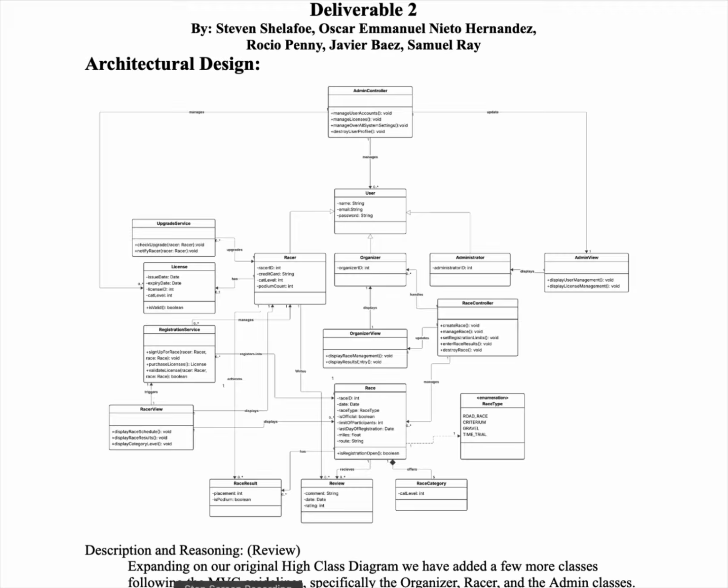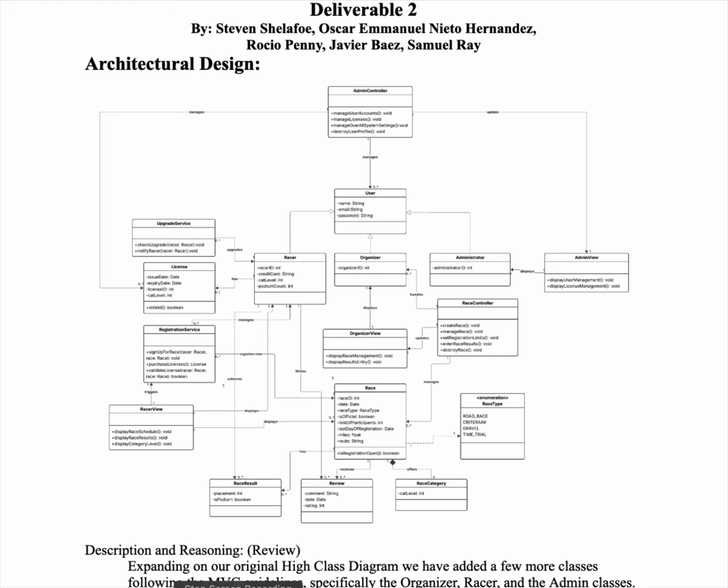Today, I will be presenting the architectural design of our race management system, including the MVC architecture, activity diagram, and user interface design. Our main goal was to create a system that is maintainable, scalable, and easy to understand.